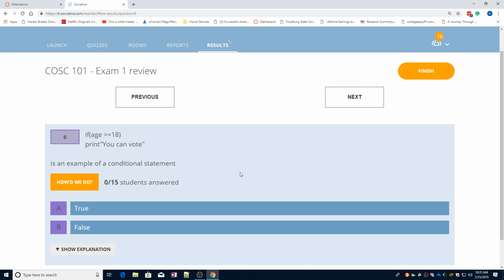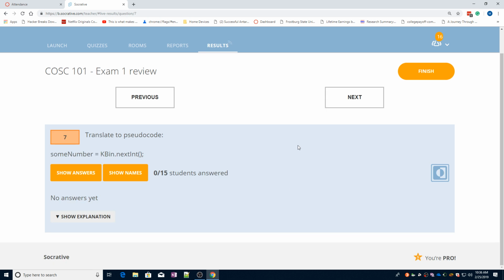If age is greater than or equal to 18, print, you can vote. This is an example of a conditional statement, true or false. 5, 4, 3, 2, 1. All right. I'm crossing my fingers. I'm hoping I got 100% on true. Yes. Yes, you're getting it. All right. Next.